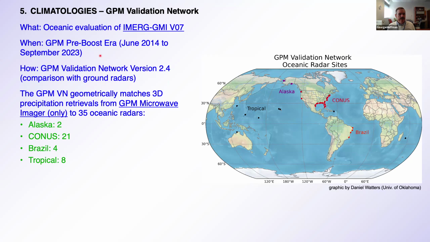This is from the pre-boost era of GPM, when it was pretty homogeneous, validation network version 2.4. So these are ground radars, and the map shows you where they are located. There are 2 in Alaska, 21 around the edge of Conus. There's a few in Brazil, and there's a scattering of tropical as well.